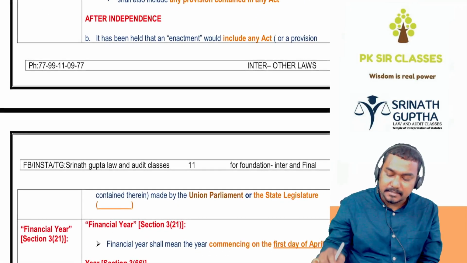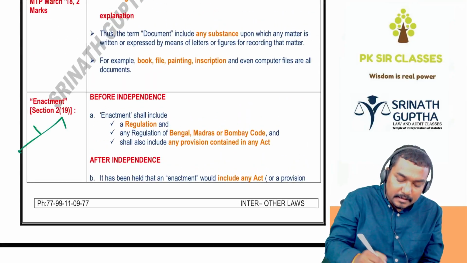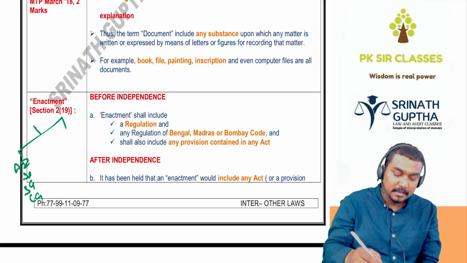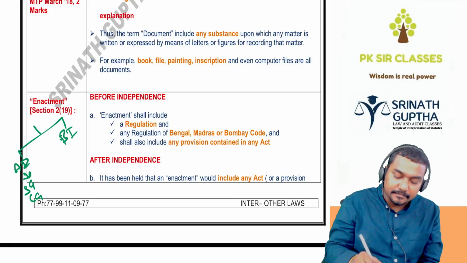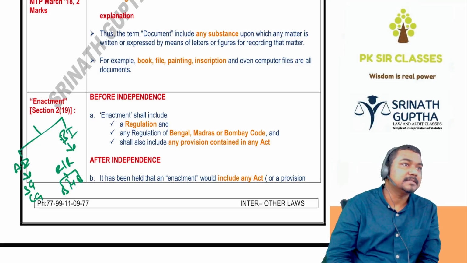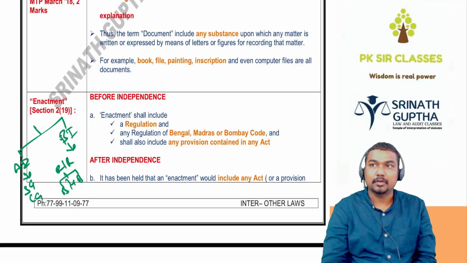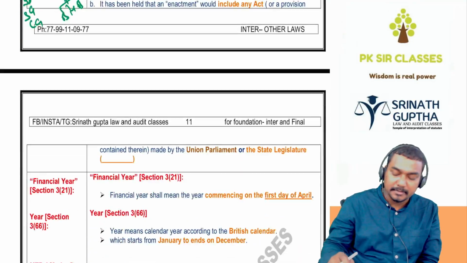And after independence, act means act of central government, act of the state government. Before independence, it means rule, regulation of the Bengal, Madras and Bombay. Simply, act means right now act of central government, act of the state government. Before independence, rule and regulation or law of the Bengal, Madras and Bombay is deemed to be the act.